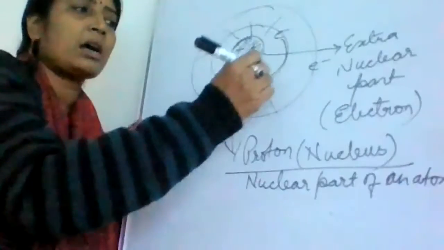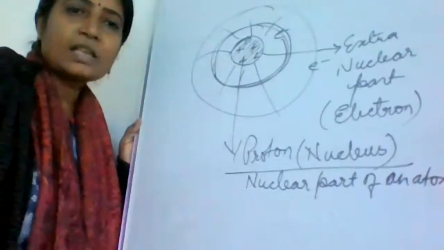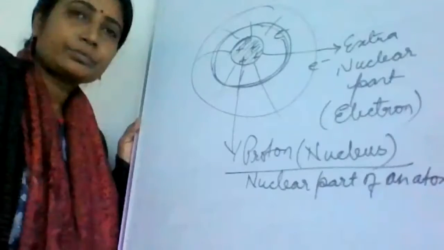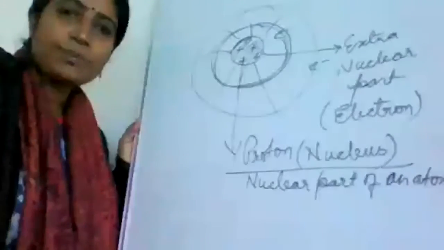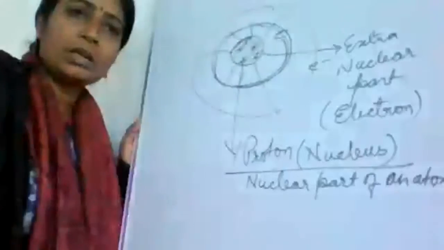Where is it? It is not just anywhere. It is present in the orbit. As the planets are revolving around the sun in the solar system, similarly, electrons are moving around the nucleus.